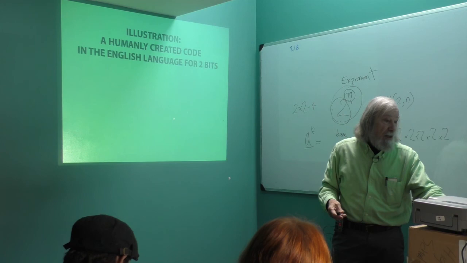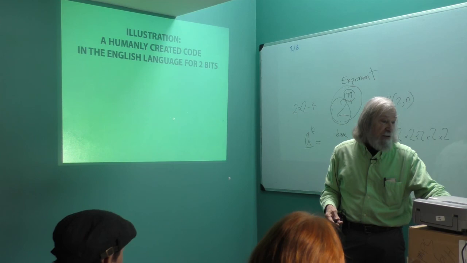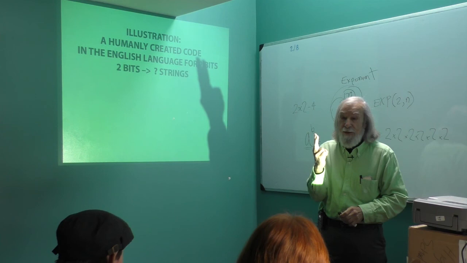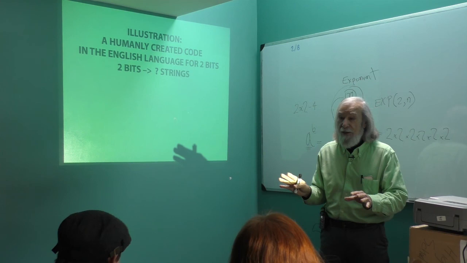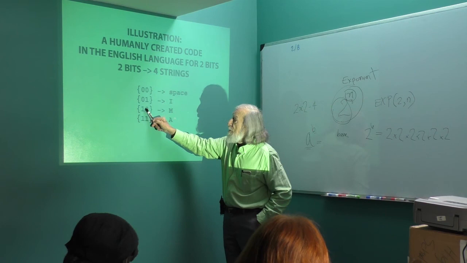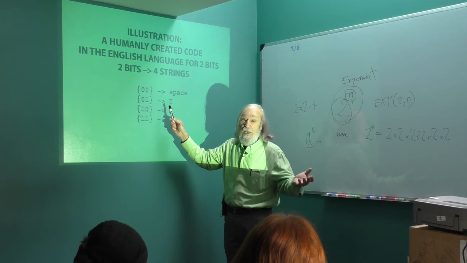Okay, now I want to do an illustration where I was really hoping a mom would be here. So the first question is, how many strings do we have for 2 bits? We're going to have 2 bits. Do you remember what that was? Four strings, okay. So this is going to be a really simple illustration. We're going to illustrate code. So the 2 bits give us 4 strings. And so here are our 4 strings. And we can assign a meaning to them. And this is arbitrary. I assign these meanings.